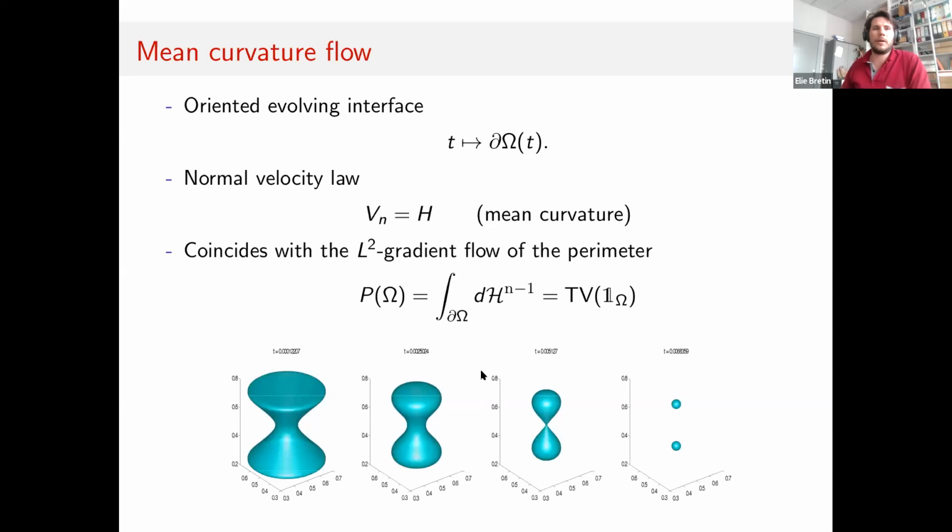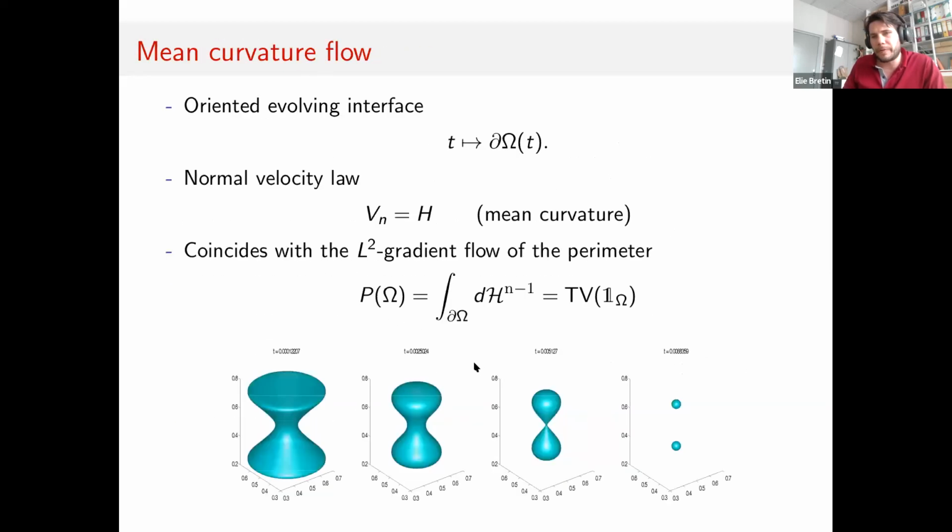Okay. So if now I focus only on the perimeter, if I want to minimize the perimeter, I can consider the L2 gradient flow of the perimeter, which can also be obtained from the total variation of the characteristic function of the set omega. And this L2 gradient flow consists in evolving an interface, oriented interfaces, with a normal velocity given by the mean curvature. This is an example in 3D where you can observe the singularity at finite time and the change of topology, which is typically the case in 3D.